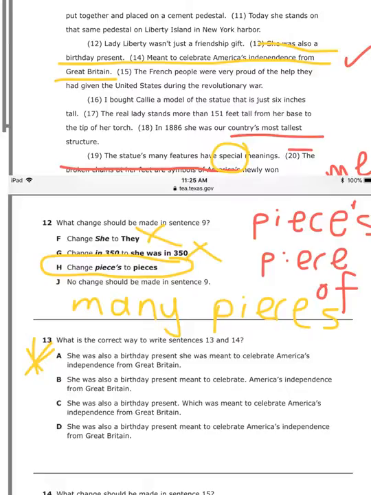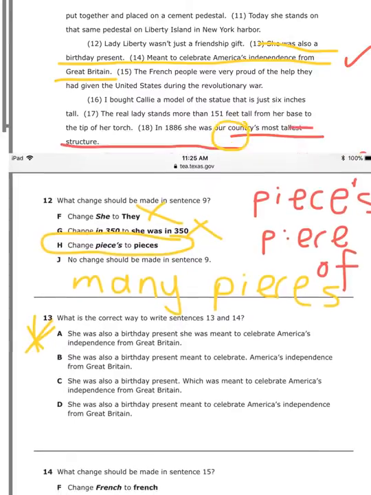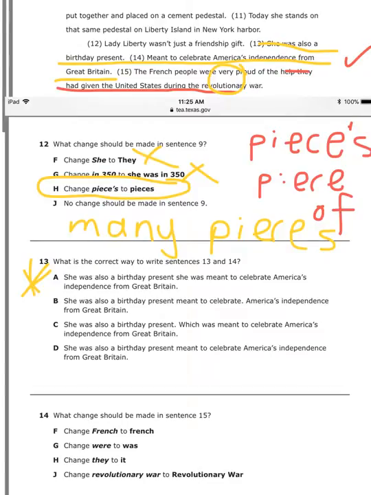In this case, it's missing the who. Who was meant to celebrate America's independence? Who? What? Okay? So we're going to combine them. She was also, let's see my choices. I'm going to move my paper a little bit higher and I'm going to read the answer choices. She was also a birthday present she was meant to celebrate.